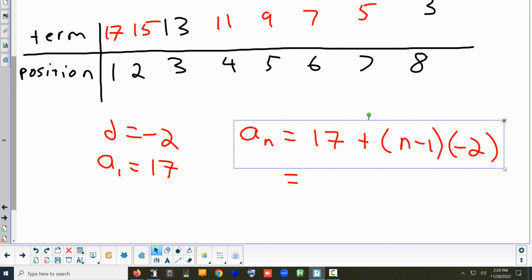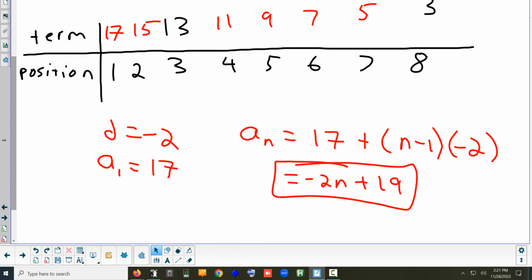What's n times -2? -2n. And Cameron, -2 times -1? 2. Plus 17. There you go. That should be the pattern. Let's try it.